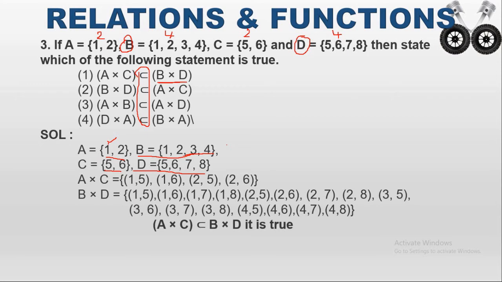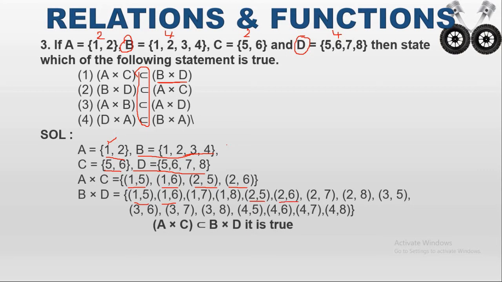So now we will see. In A cross C the first ordered pair is (1,5). It is also presented in B cross D. What is the second ordered pair in A cross C? (1,6). That one is also presented in B cross D. The third ordered pair in A cross C is (2,5), which is also presented in B cross D. The fourth ordered pair in A cross C is (2,6). That is also presented in B cross D.